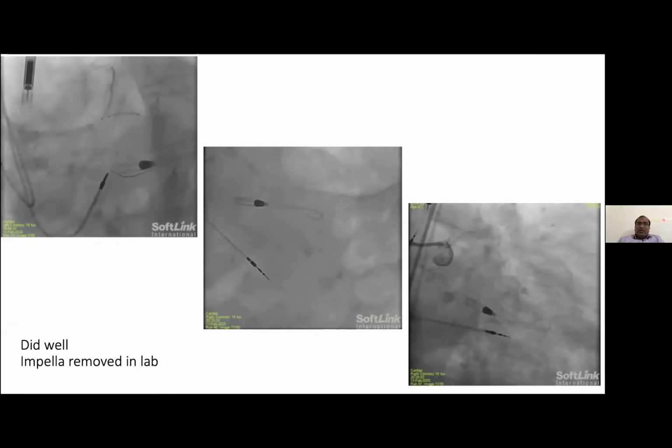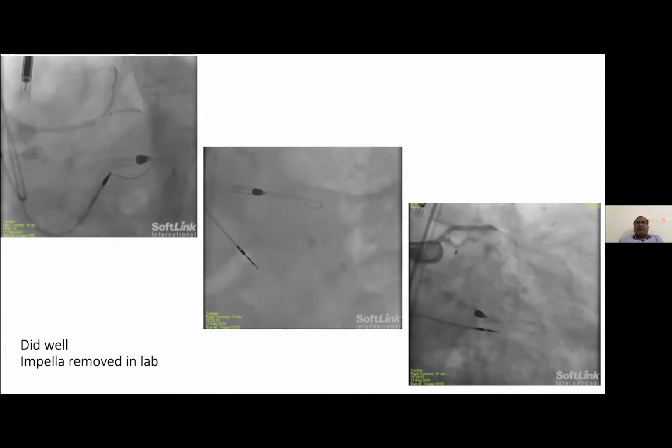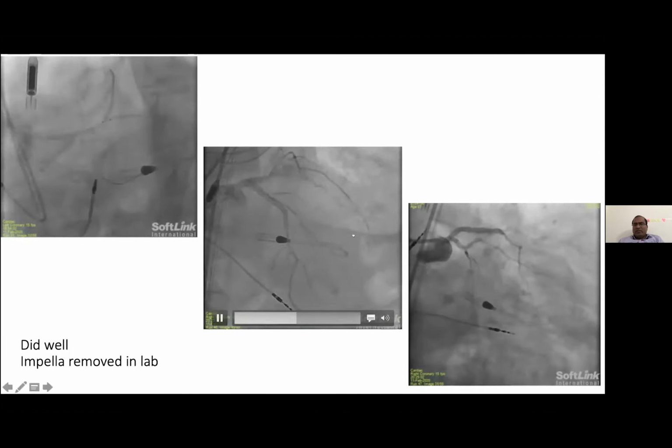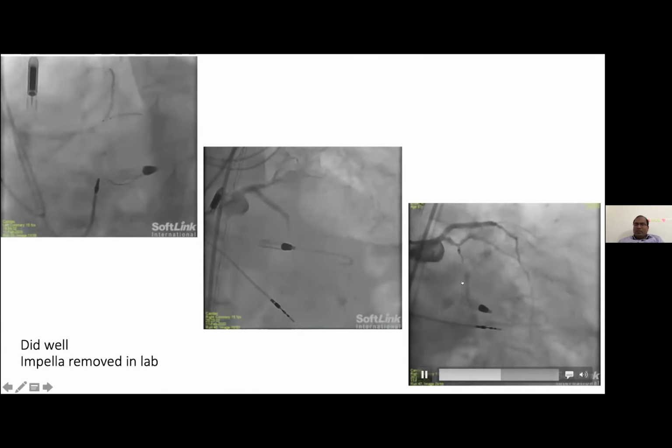3.0 into 18 in the circumflex and 3.5 into 38 in the left main LAD system. This is the end result of the procedure in the cranial view, and this is the end result of the procedure in the caudal view.